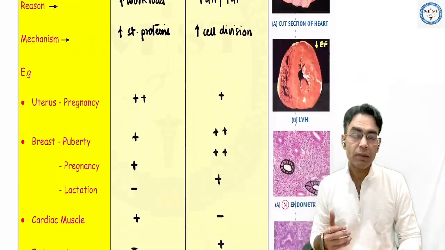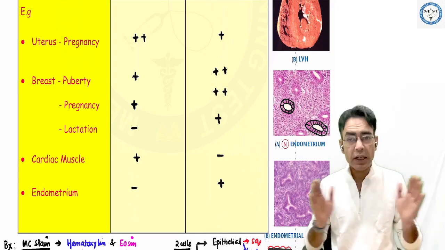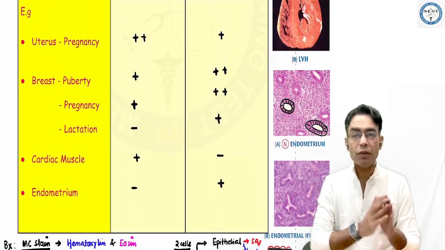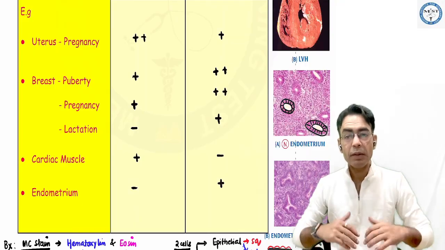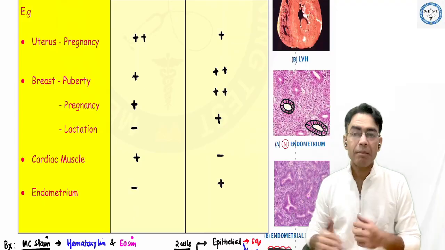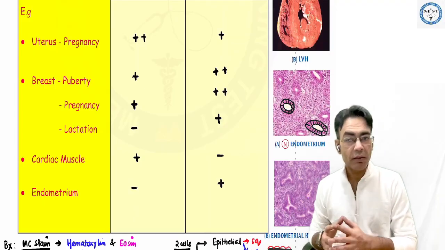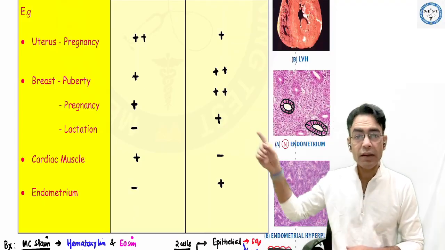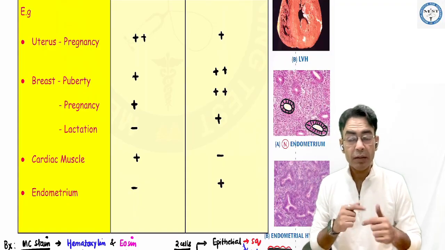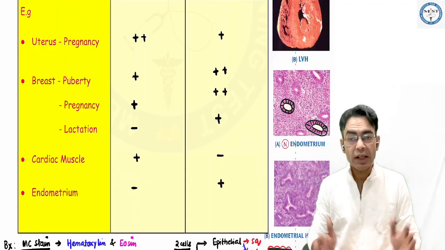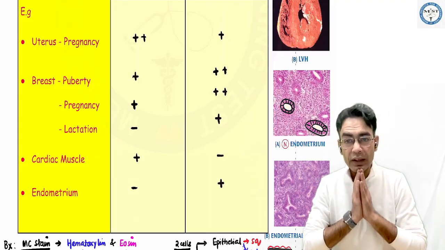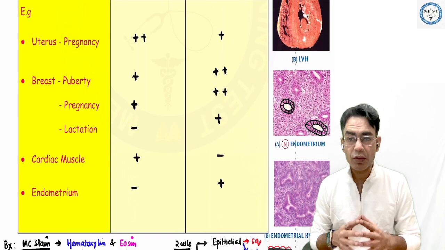When we talk about the examples, we have discussed and revised multiple times in the class that uterus during pregnancy will show both hypertrophy and hyperplasia, but better answer would be hypertrophy. Whereas breast during puberty and pregnancy shows both, but the better answer will be hyperplasia. And during lactation, the only answer we'll have is hyperplasia. Cardiac muscles, because they are permanent cells, do not have the ability to replicate, so they can't do hyperplasia. In heart, any kind of stimulus, any kind of damage will always and always cause hypertrophy.